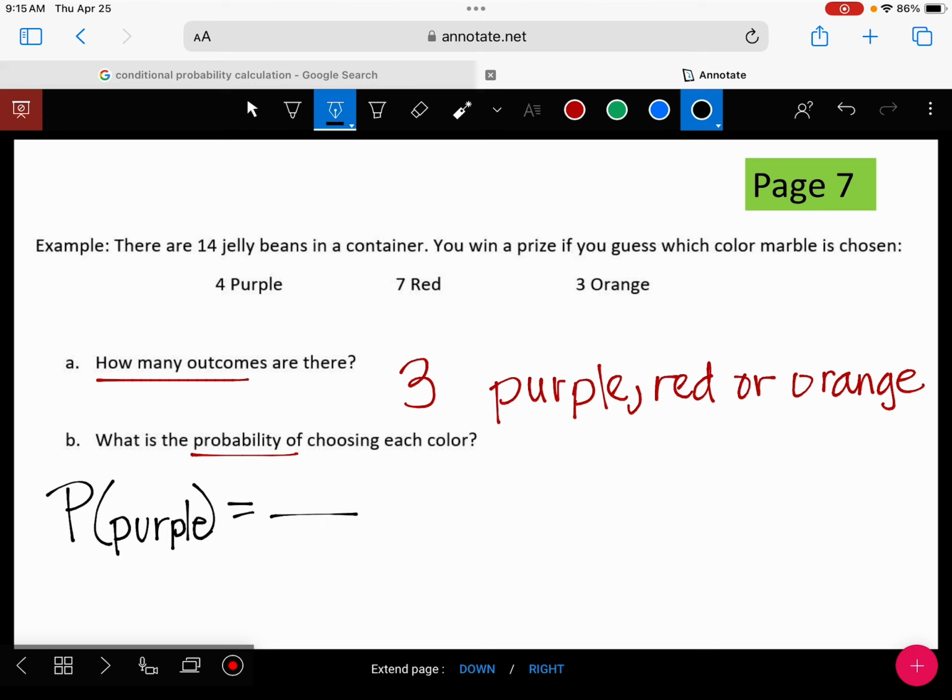How many jelly beans in total are in the jar? 14. And how many of those 14 are purple? 4. All right, I want you to try to, and I don't want you to say it out loud, I want you to find these next 2 probabilities.